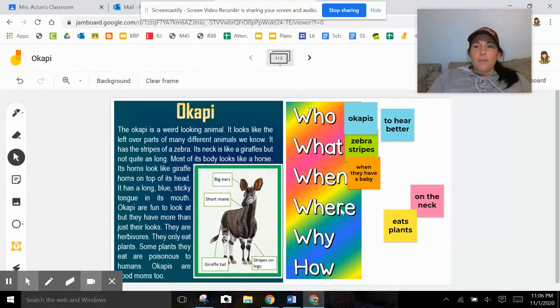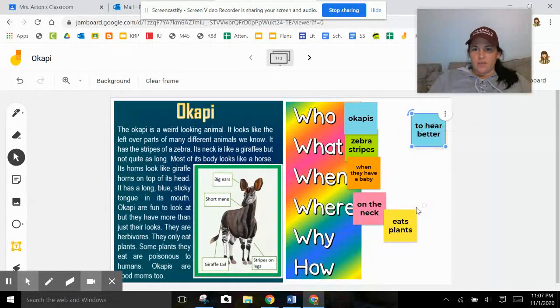Where is an okapi's mane? I didn't read anything about that in these words. There was nothing about a mane, but if you look at our visual, it says short mane and it's pointing to the back on the neck. Good. All right, so we got 2 more answers left. We got to hear better and eat plants.